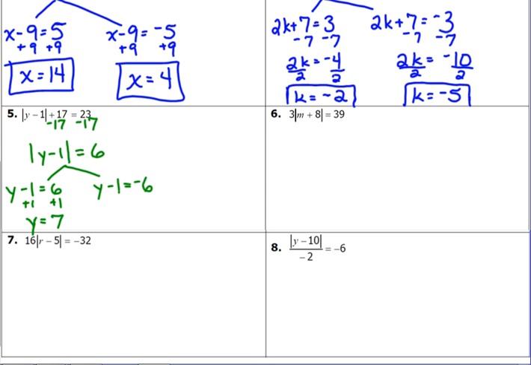So we add 1 and get 7. We add 1 and get negative 5. Make sure they check out. 7 minus 1 is 6. 6 plus 17 is 23. Negative 5 minus 1 is negative 6. The absolute value of negative 6 is positive 6. 6 plus 17 is 23.